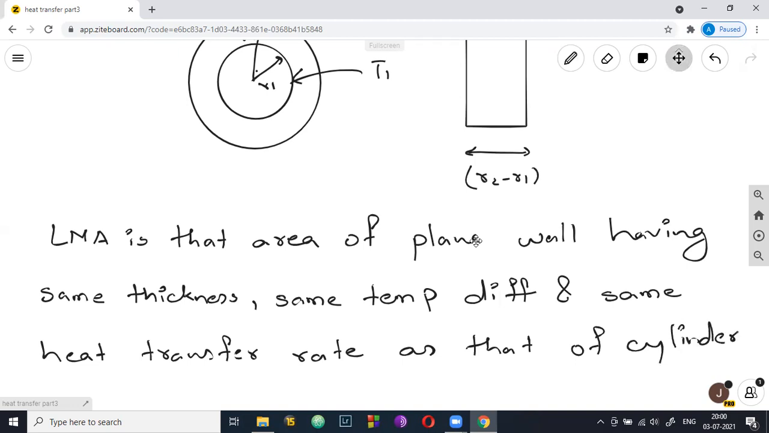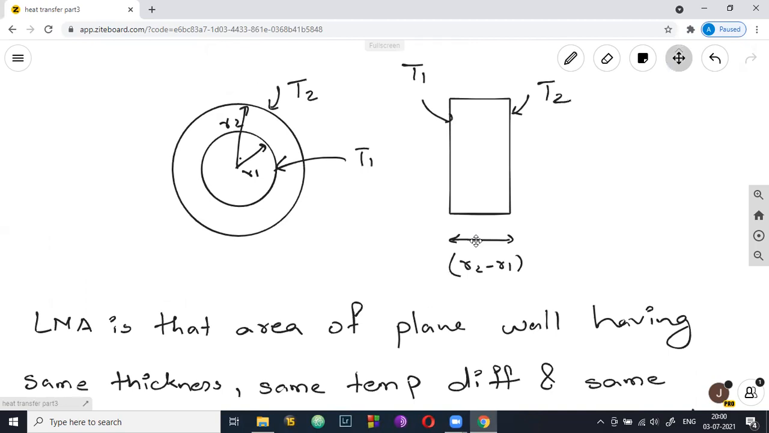Temperature difference is the same, thickness is the same, that is R2 minus R1 is the thickness of the cylinder. I'm using the same thickness here, and the heat transfer is also the same. So to achieve this in a plane wall, the area that I require is known as logarithmic mean area. Understood the concept, guys?